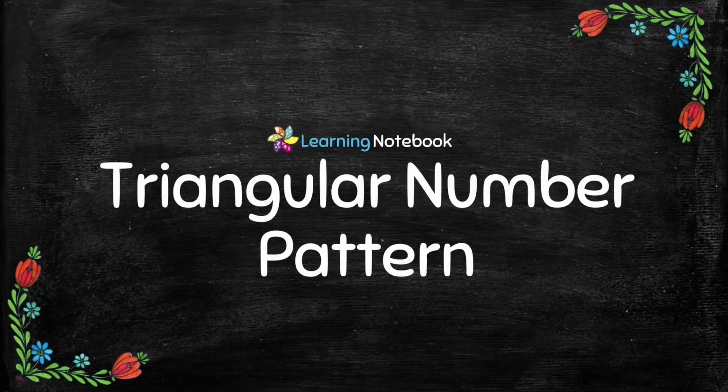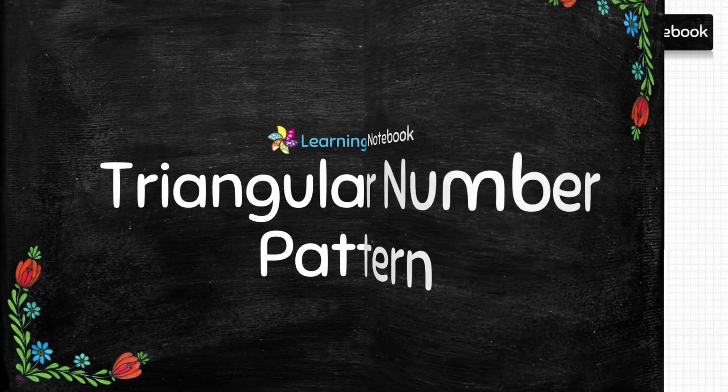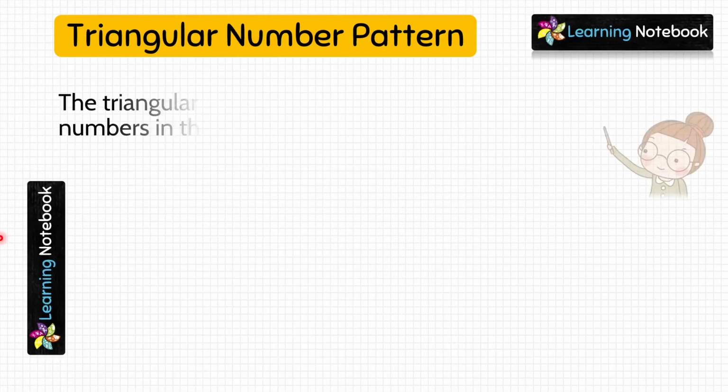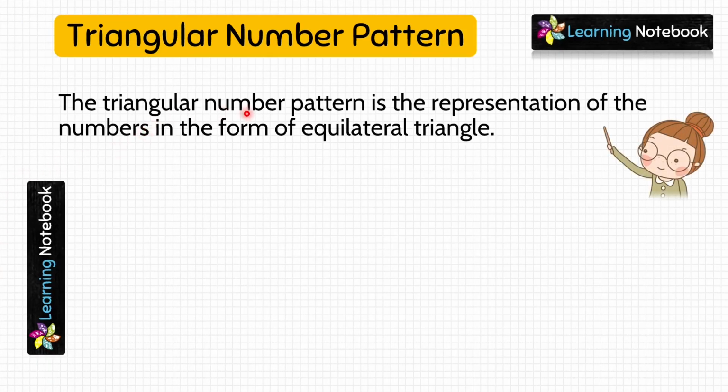Now let's understand triangular number pattern. The triangular number pattern is the representation of the numbers in the form of an equilateral triangle. Students, let's do an activity to understand triangular number pattern using bindis. So first, paste one bindi. It represents 1. Then paste 3 bindis to form an equilateral triangle.